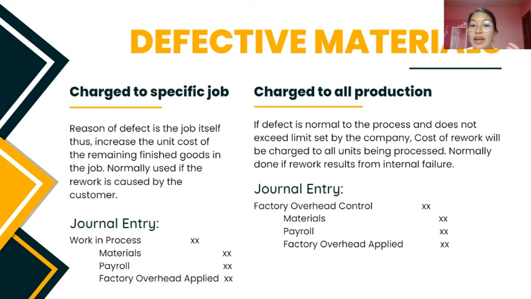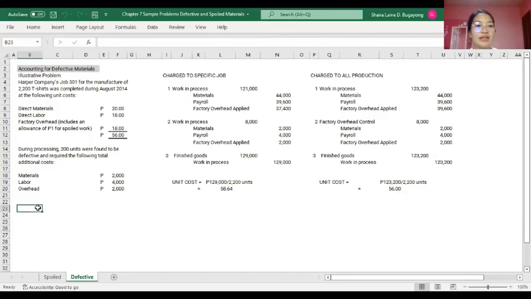Entry is factory overhead control, then credit materials, payroll, and factory overhead applied. So let's try to answer a problem. What if the t-shirts manufactured by Harper are defective, 200 units, and we record the following additional costs. So it's rework for the company.